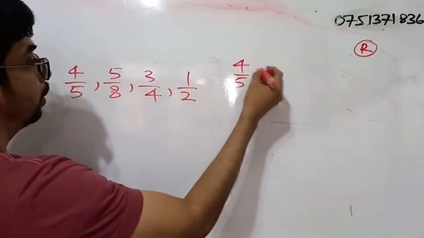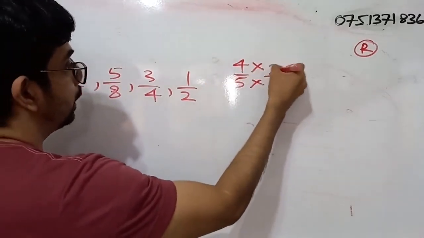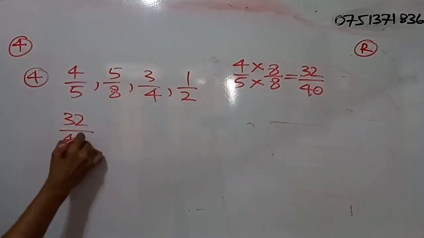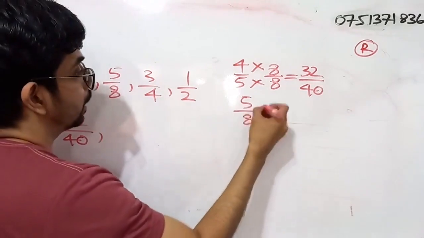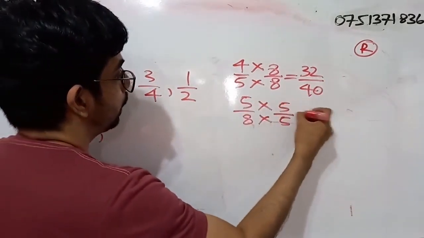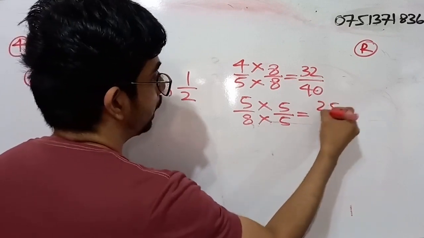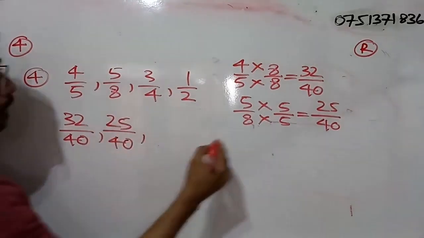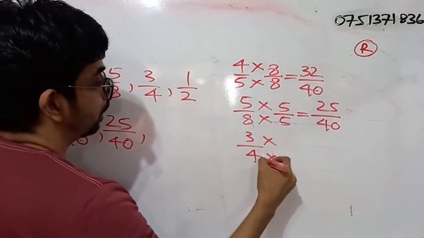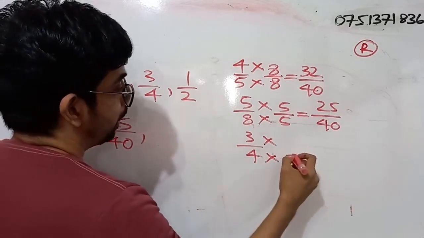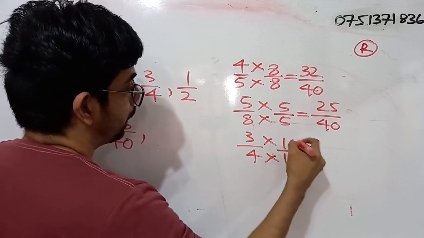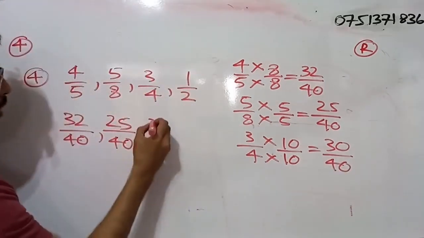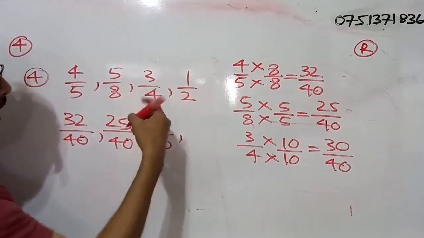So take 4 by 5. I have to multiply the denominator and the numerator by 8. So I will be getting 32 by 40. Then 5 by 8. I am going to multiply the denominator and the numerator by 5. So I will be getting 25 by 40. Then 3 by 4. I will be multiplying the denominator and the numerator by 10. So 30 by 40. Then half means what?